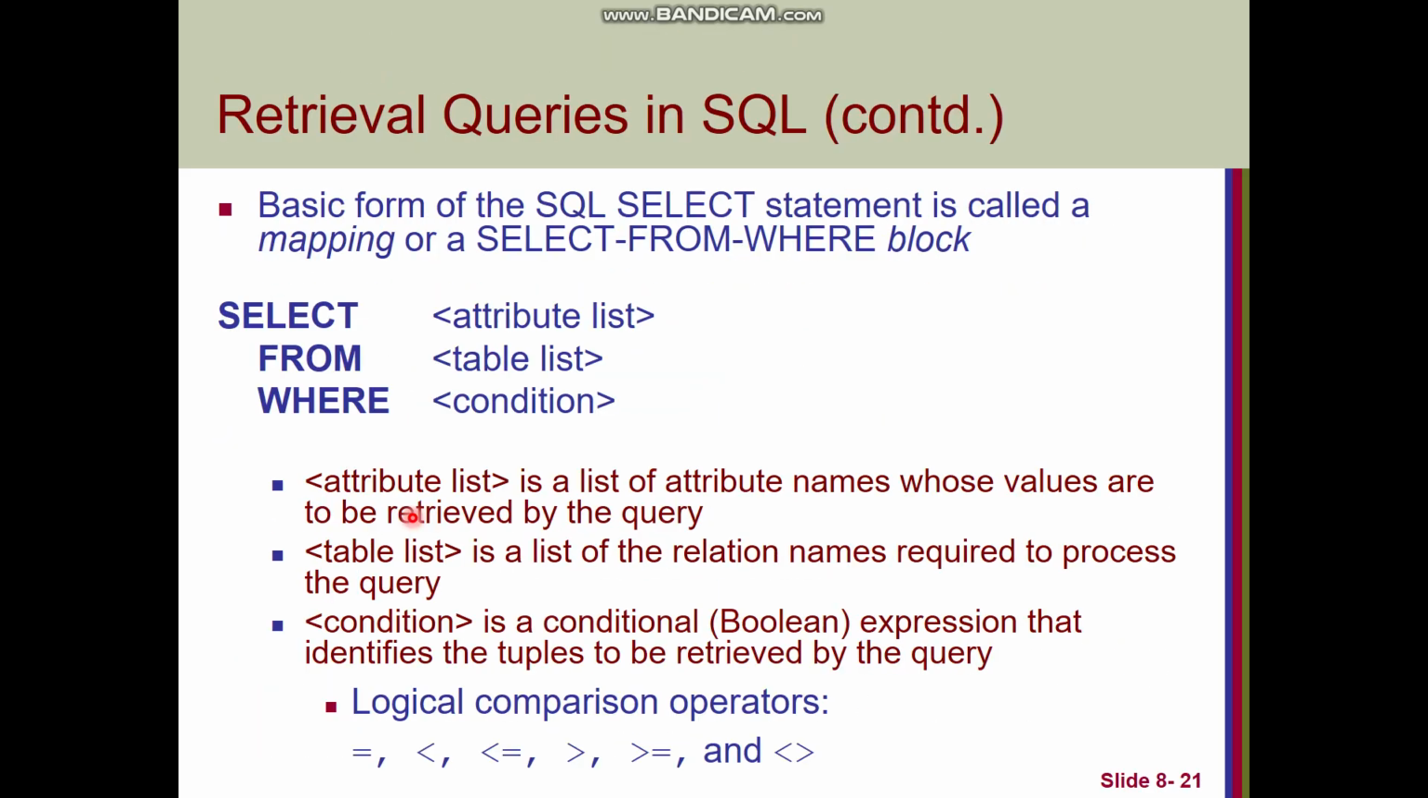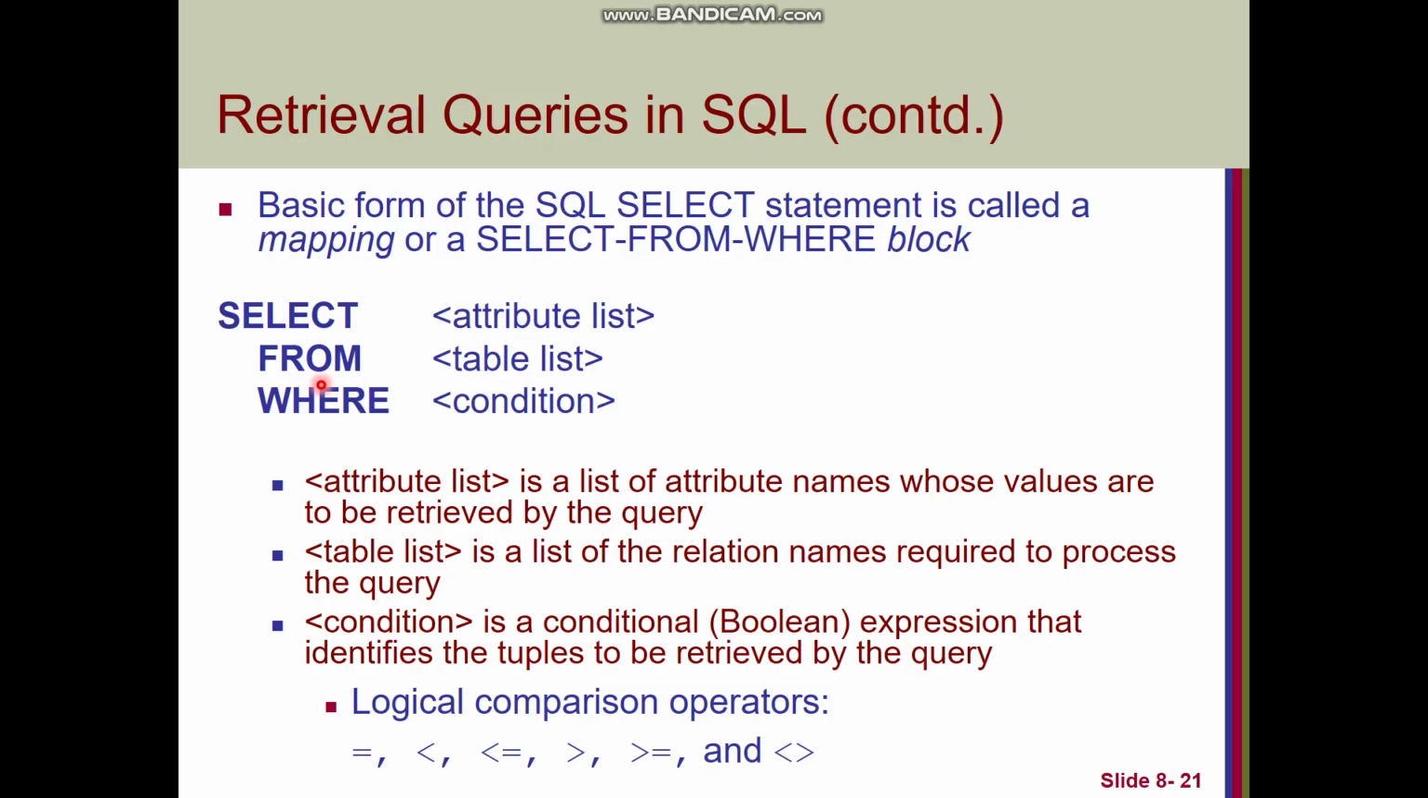Now if you have to use retrieve queries, basically if you have to select something from the table, that has three portions. The first portion is select. In select, you give the list of attributes. Like if you remember pi in relational algebra, we use project or pi. In pi, we give all the names of the attributes that we have to select.